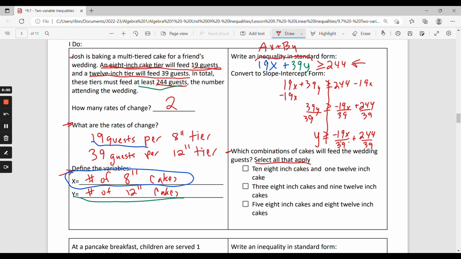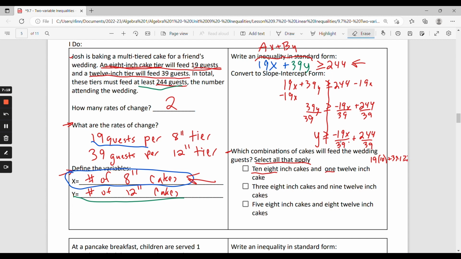So we've got our first problem. We have 19x. Now, x I see represents the number of 8-inch cakes, and I'm going to be using 10 8-inch cakes. So I have 19 times 10 plus 39y. Now my y is the number of 12-inch cakes, so we've got one of those. 39 times 1 has to be greater than or equal to 244.